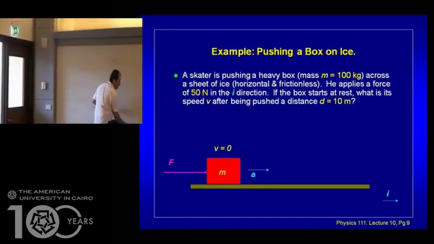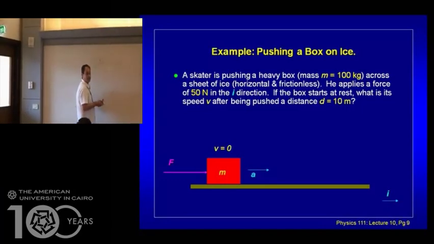We have to use kinematic equations. So I'm going to write down the 3 kinematic equations. v equal to v initial plus a t. x equal to x initial plus v initial t plus 1/2 a t squared. And the last one, v squared equal to v initial squared plus 2a delta x. We have to use one of those equations to get the velocity after it moves a distance of 10 meters.